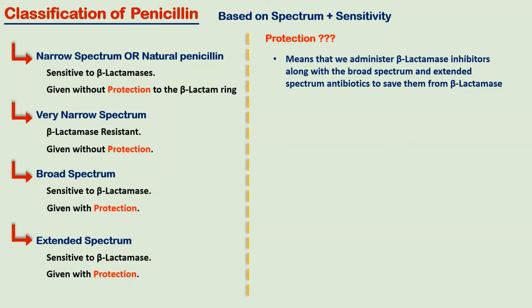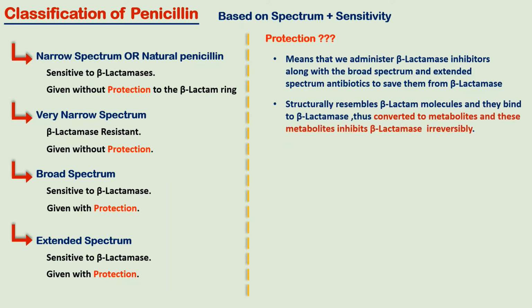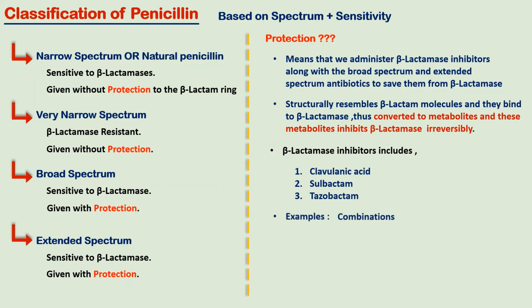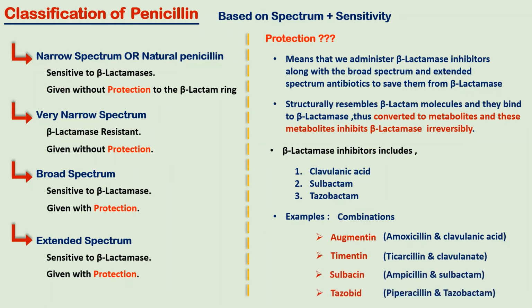Now, how do they work? They actually resemble structurally the beta-lactam molecules, and they bind to the beta-lactamases and then are converted into metabolites, and these metabolites inhibit the beta-lactamases irreversibly. These beta-lactamase inhibitors include clavulanic acid, sulbactam and tazobactam, and these are available in combinations with antibiotics. The examples for these combinations are Augmentin, Timentin, Sulbacin and Tazobit.